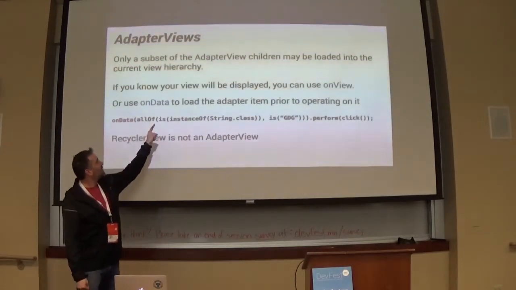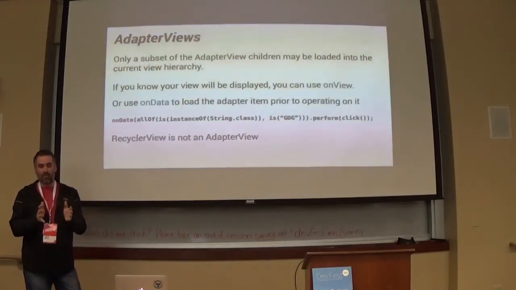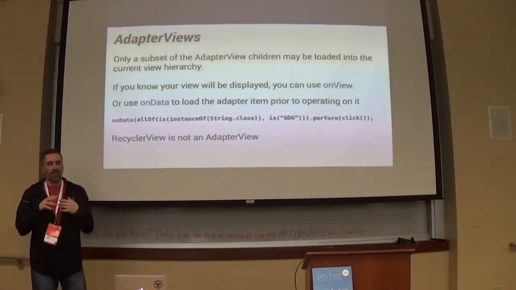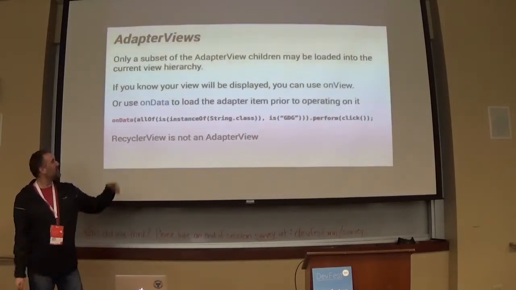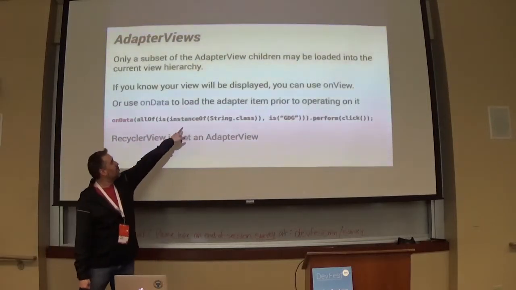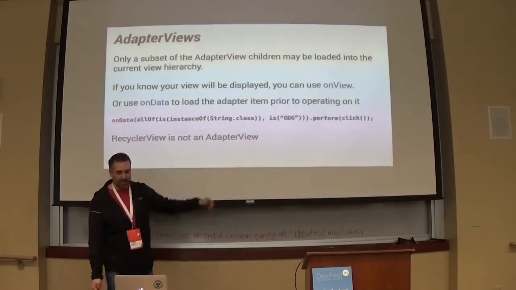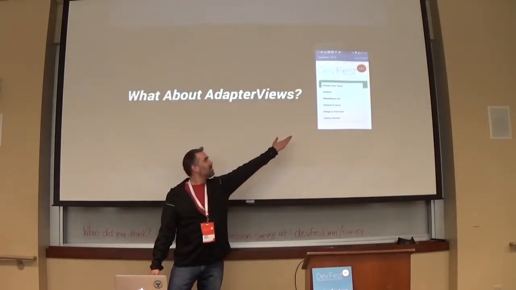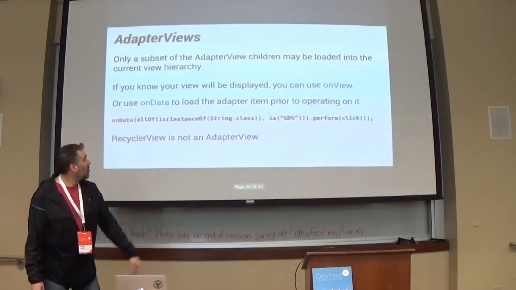If not, you have to use OnData, which will load the adapter item into view before it tries to start doing operations on it. If I had to pick one point that I feel is a little more finicky or a little bit harder to use or doesn't always work as well as I want it to, it's the OnData call. Works fairly well, but this is a very simple example where I'm just using a string adapter. This is in the screen I had before. This is basically a spinner, so it's just using a simple array adapter of strings. So those are easy to find.